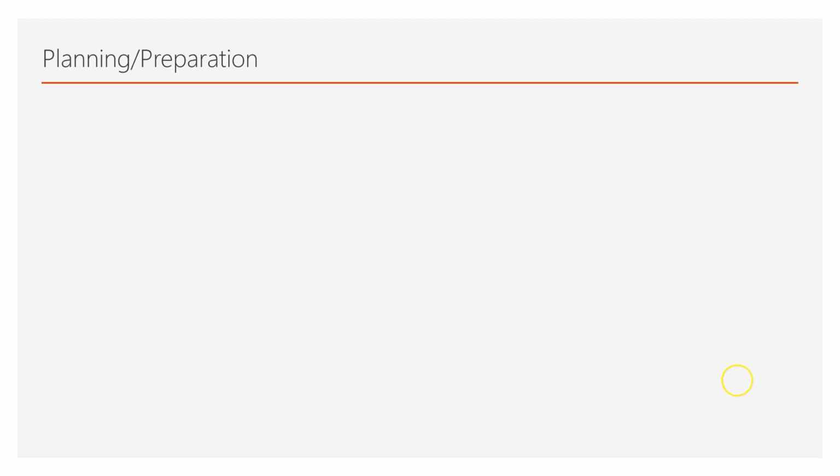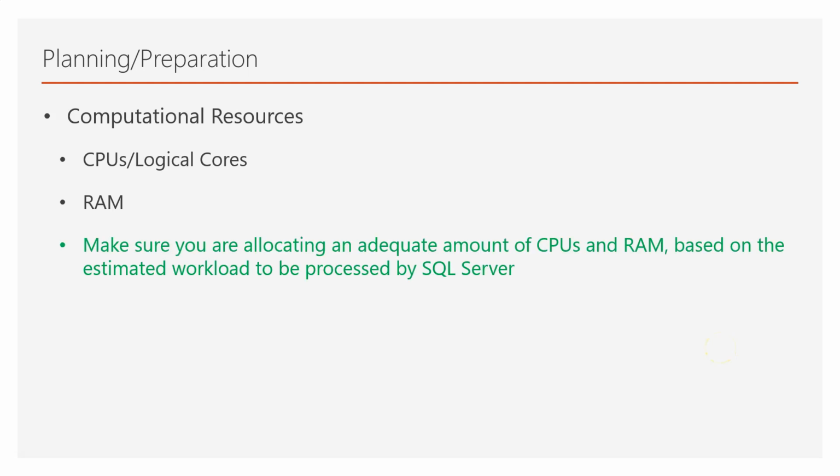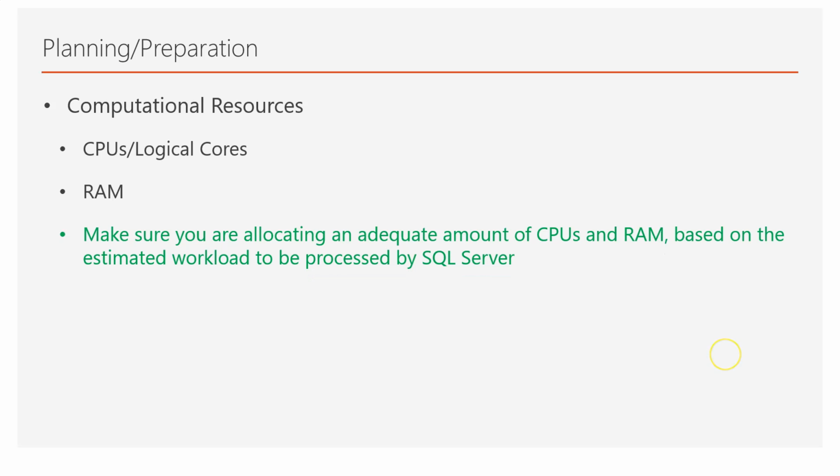So prior to installing SQL Server, you have the phase of planning and preparation of the upcoming SQL Server installation. During this process, you need to estimate the computational resources to be allocated to this SQL Server installation infrastructure. So you need to decide about the CPUs and the logical cores to be used, the amount of RAM to be allocated, and you need to make sure that you are allocating an adequate amount of CPUs and RAM based on the estimated workload to be processed by SQL Server.